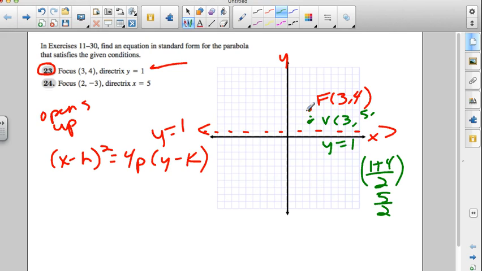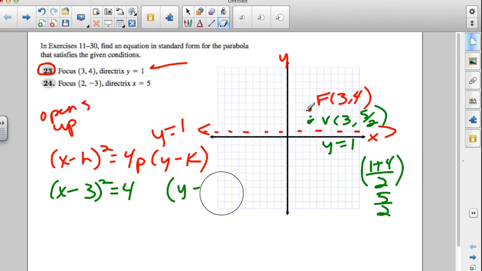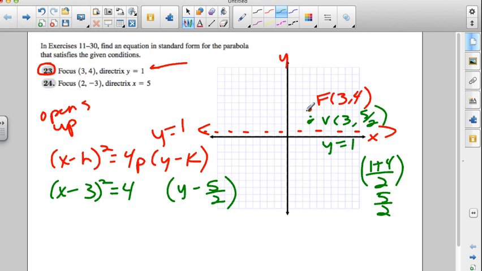But for formula purposes, we'll leave that exact. We'll leave it at 3, 5/2. So far, we know that we can put 3 in for h, and we can put 5 halves in for k. Ooh, that's a goofy looking 5. There we go. That's a little better.